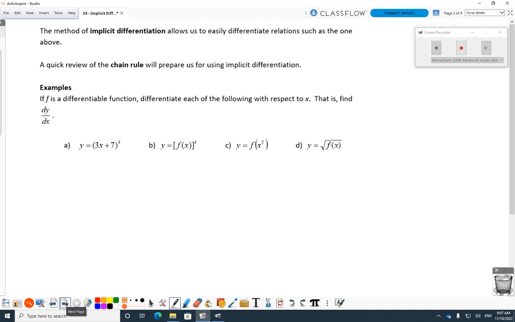Okay. So the method of implicit differentiation allows us to easily differentiate relations such as the one above. It will be foreign. It will be weird when we first see it. So at first you'll be like, this isn't easy at all. But after a little practice, you'll find this method is pretty straightforward stuff.